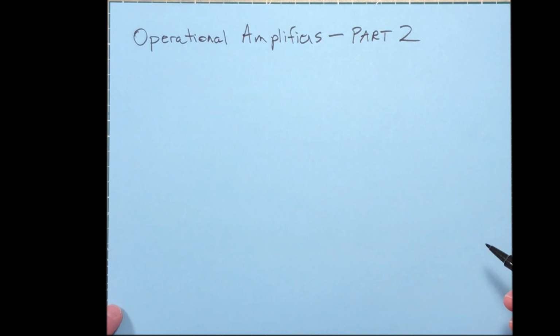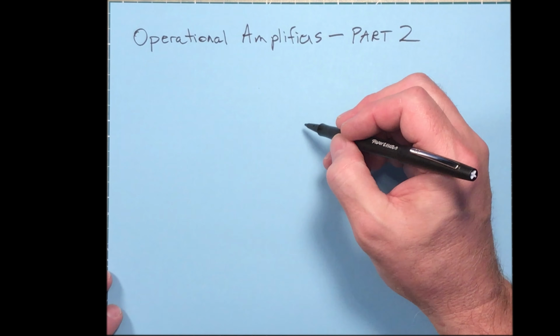Let's begin with a summing amplifier. So the output's going to be the sum of the inputs, or it will actually be a scaled sum of the inputs. And it might look like this.